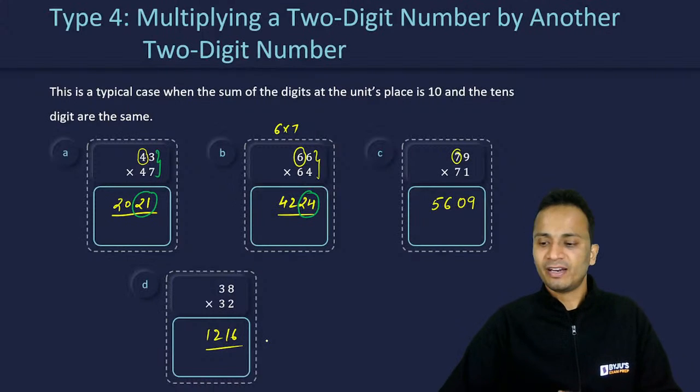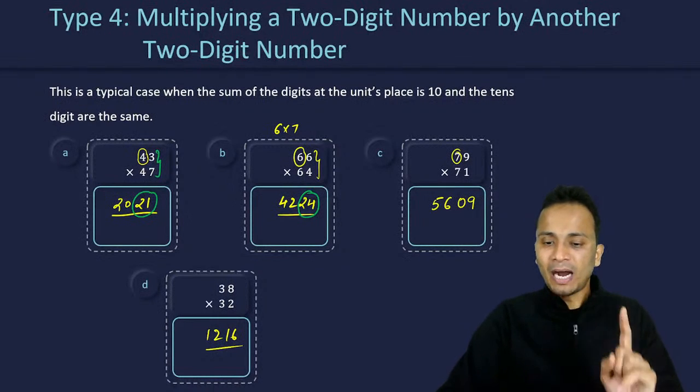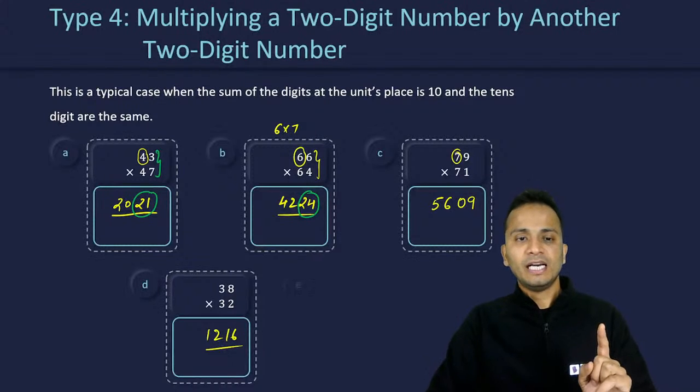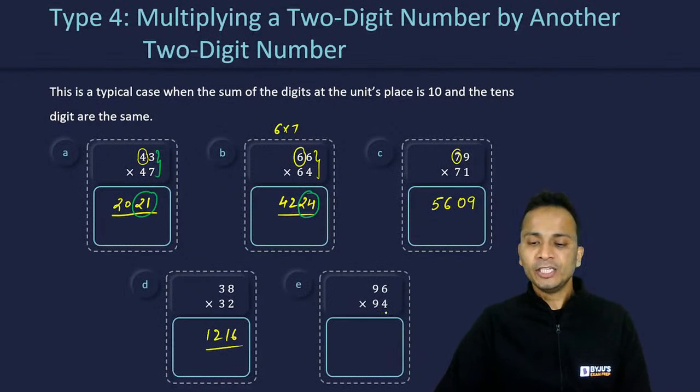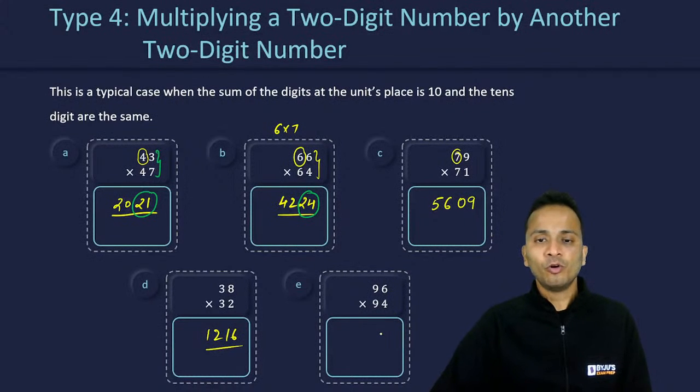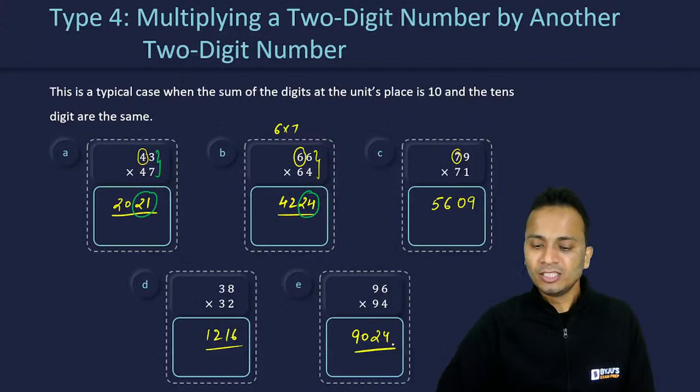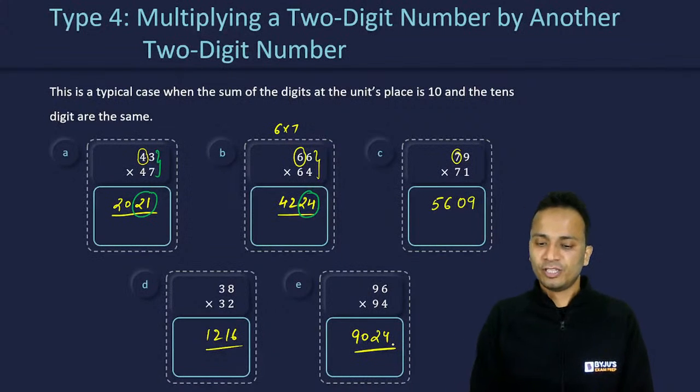Let's do the rapid fire. Next question, part E. Let's see who will write the answer first. 96 into 94. So 6 into 4 is 24, 9 into 10 is 90. So 9024 is the final answer for this one.